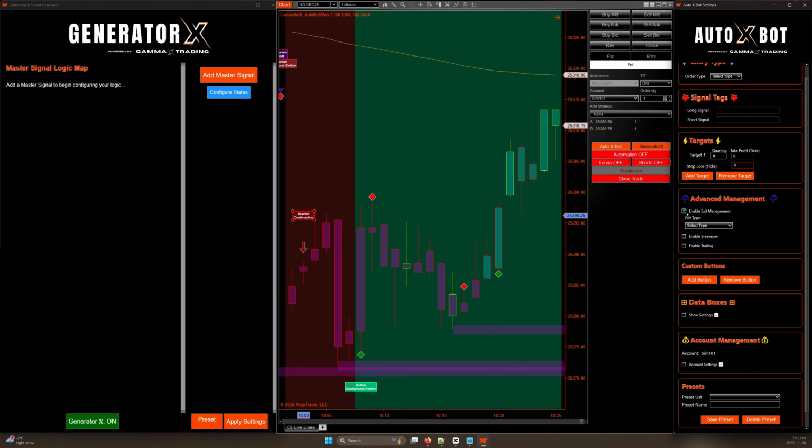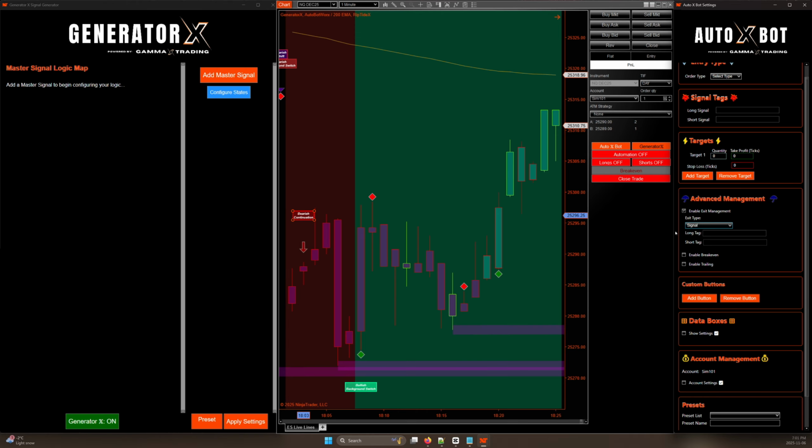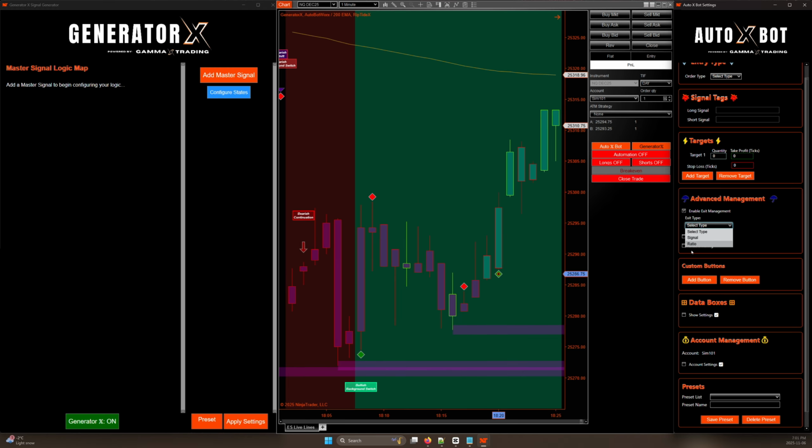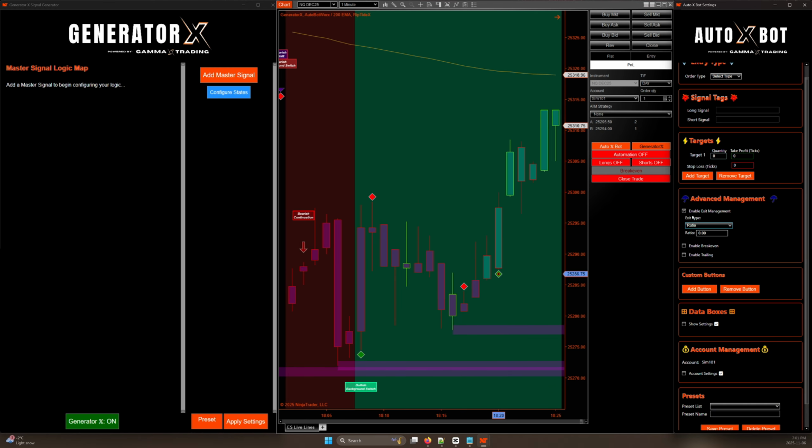You can have different types of exit management if you want to exit on a signal. So for me, it's these red ones. Those are my exit signals for a long. Green is my exit signal for short. So that's what I would put the name of that signal in there to exit. You also have exit by ratio, so a ratio of your stop.